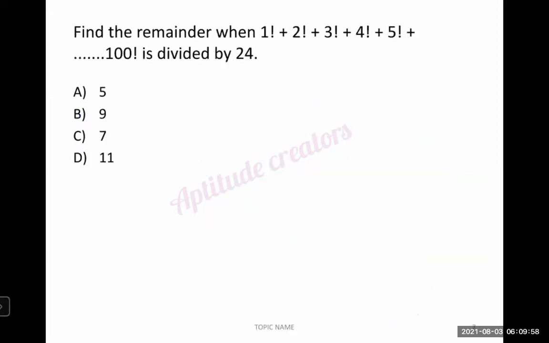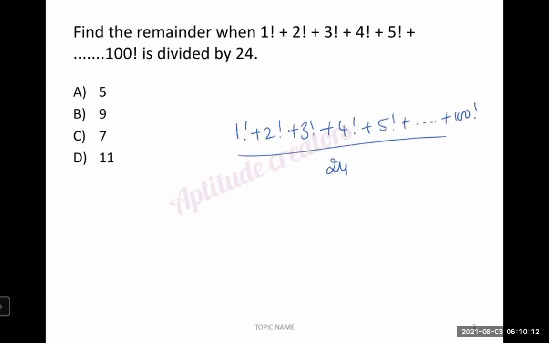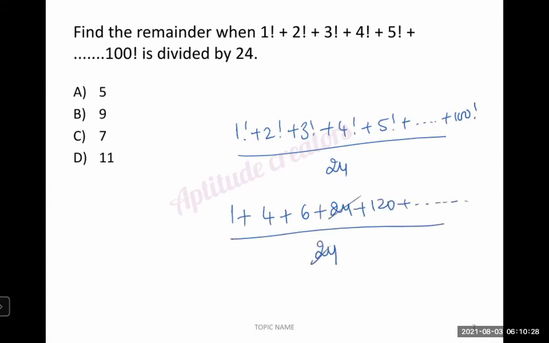Moving forward to next. Find the remainder when 1 factorial plus 2 factorial plus 3 factorial plus 4 factorial plus 5 factorial and so on up to 100 factorial is divided by 24. Now can I write it as 1 factorial is equal to 1, 2 factorial is 4, 3 factorial, 3 into 2, will give the result as 6, 4 factorial is 24 and this is about 120, plus and so on, divided by 24. This is completely divisible and this is also completely divisible by 24, right?